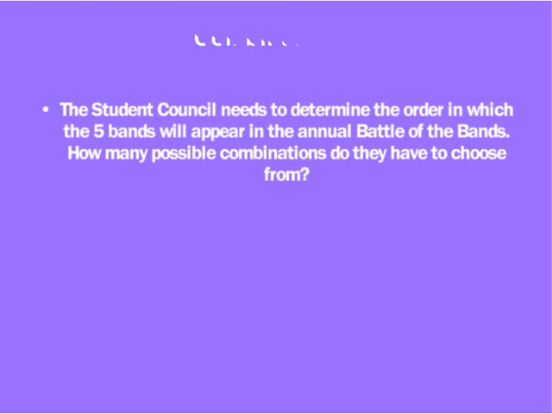Well, this is a completely random event. Since it's completely random, we can use the factorial mathematical operation. In this case, we have 5 bands, so it's a random order, and we can use the factorial of 5. So 5 factorial is 5 times 4 times 3 times 2 times 1. So we have 120 possibilities for these bands.